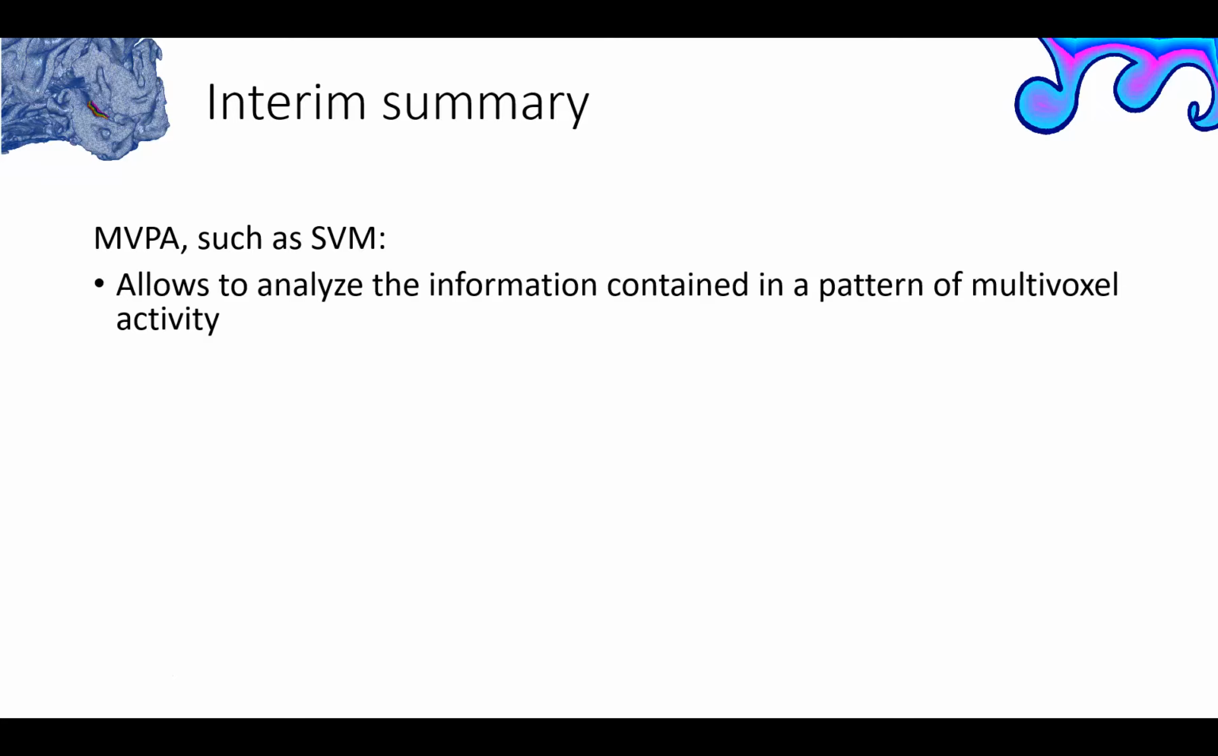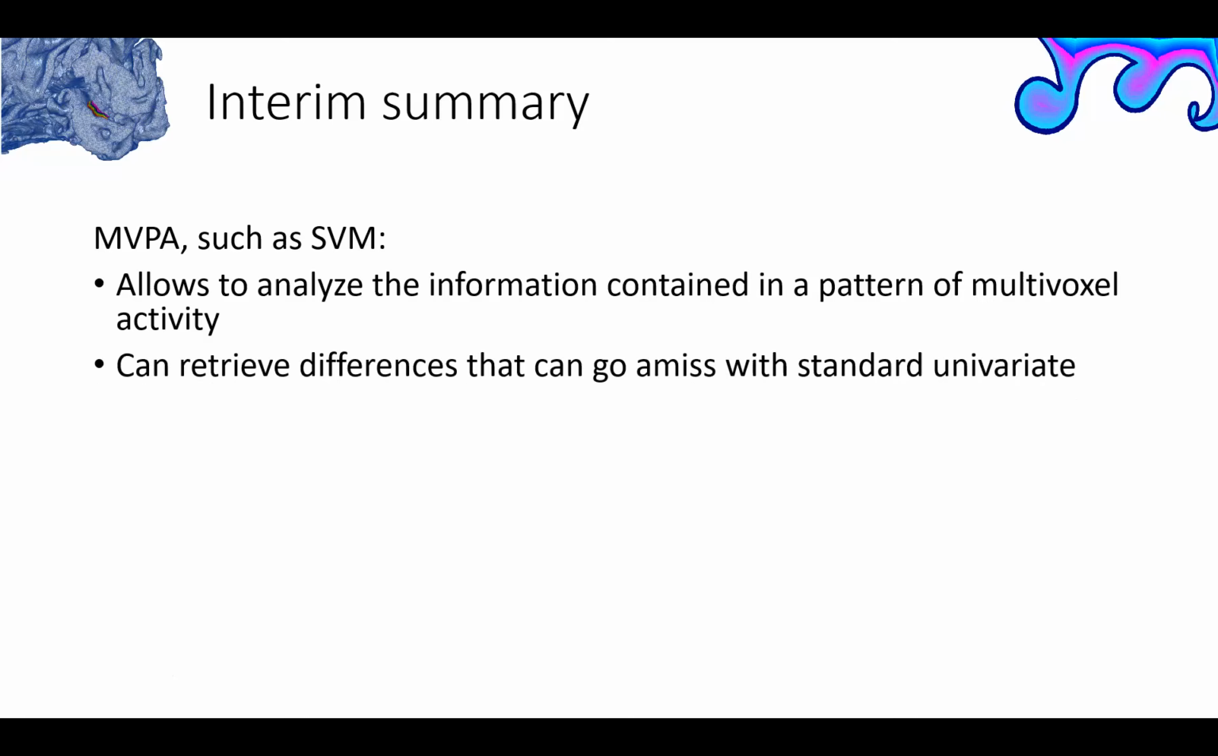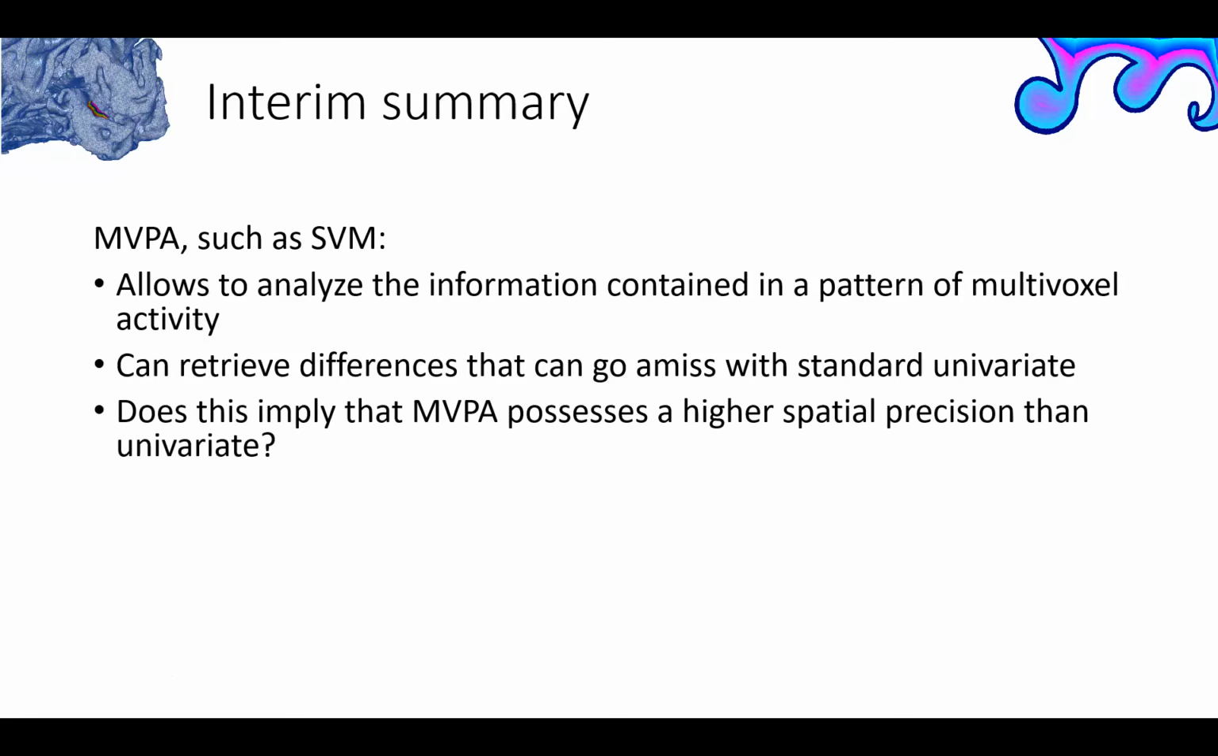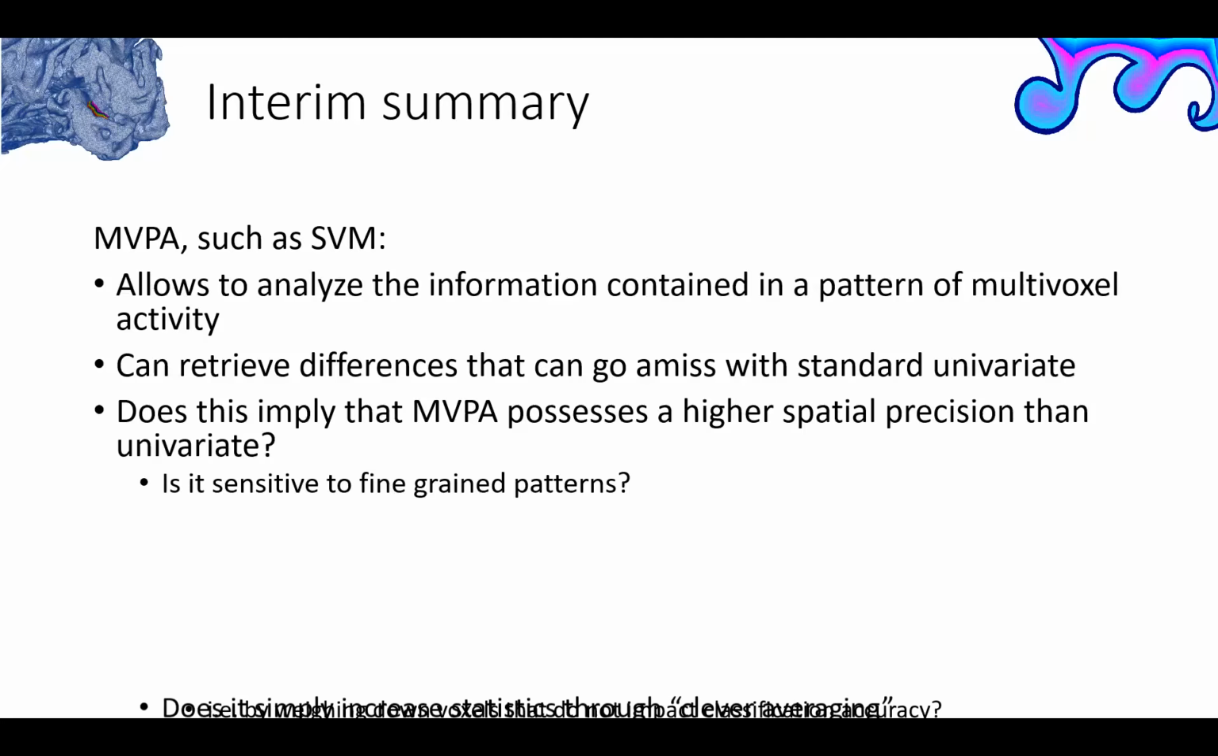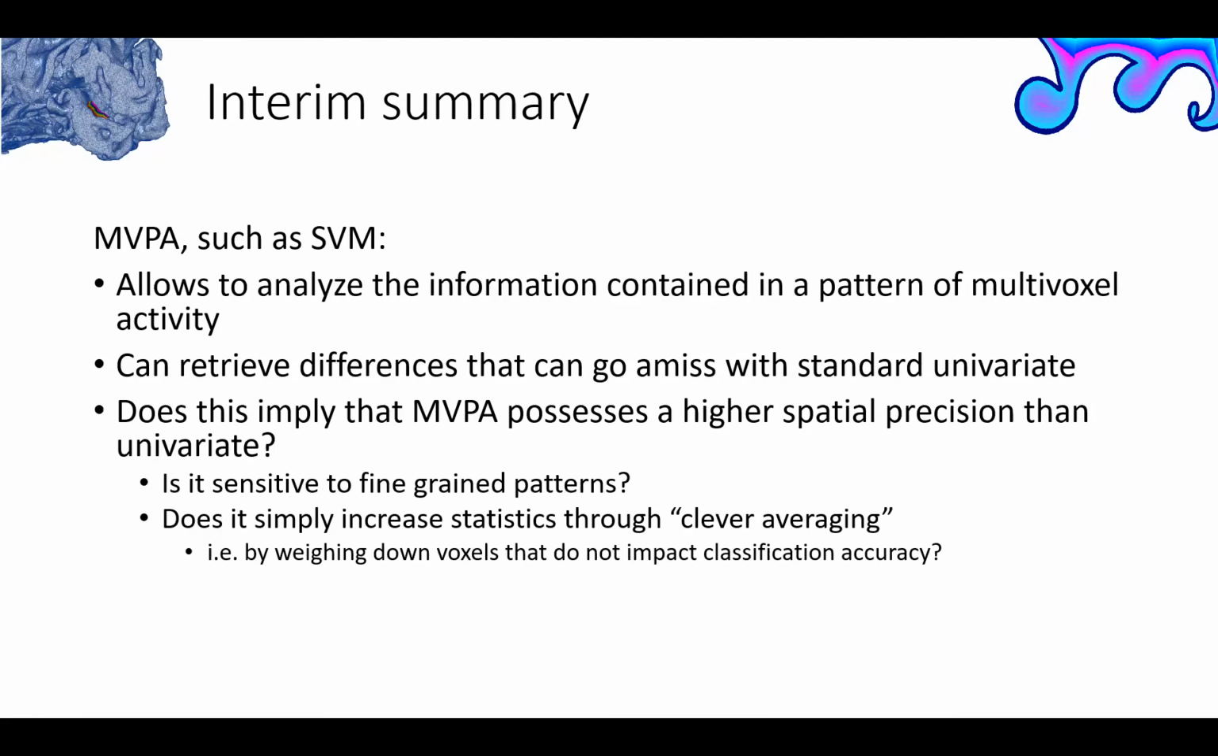MVPA, such as, for example, linear SVM, allows us to analyze the information contained in a multivoxel pattern of activity. And there are cases in which it can be useful in retrieving differences that otherwise can go amiss with standard univariate analysis. But does this imply that MVPA possesses a higher spatial precision than univariate amplitude analysis? Is it sensitive to fine-grained structures in the multivoxel pattern of activity? Or is what we see just the result of a clever averaging?